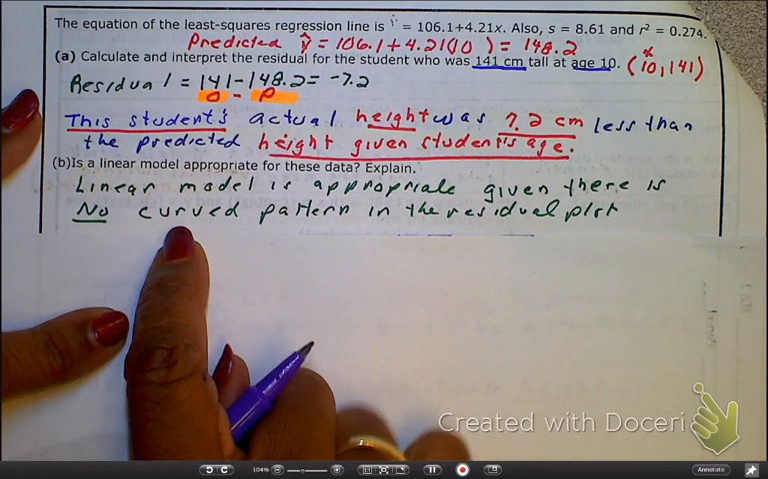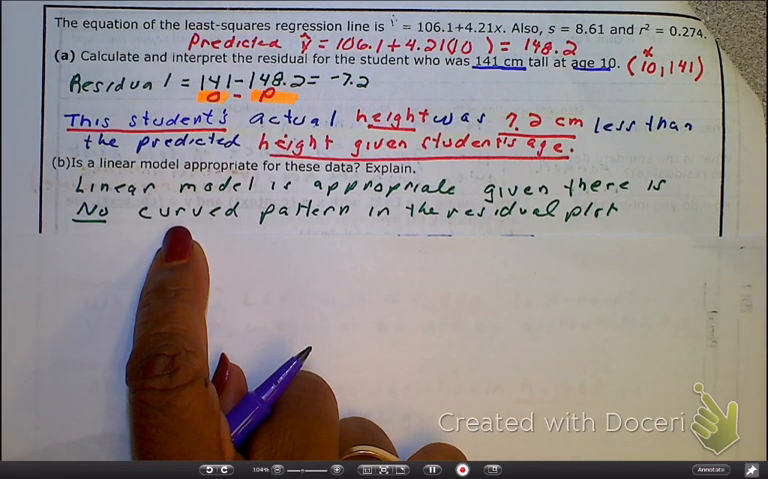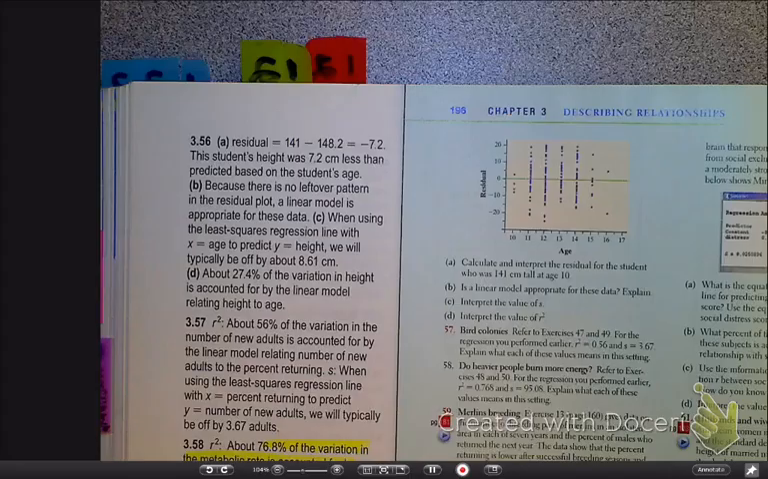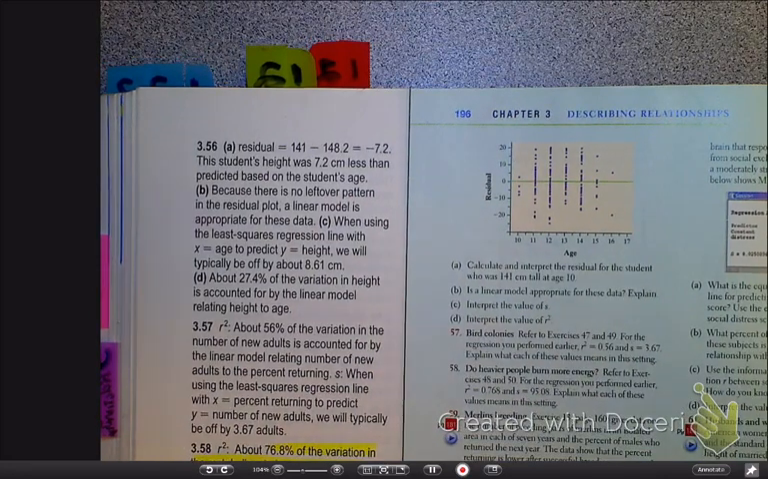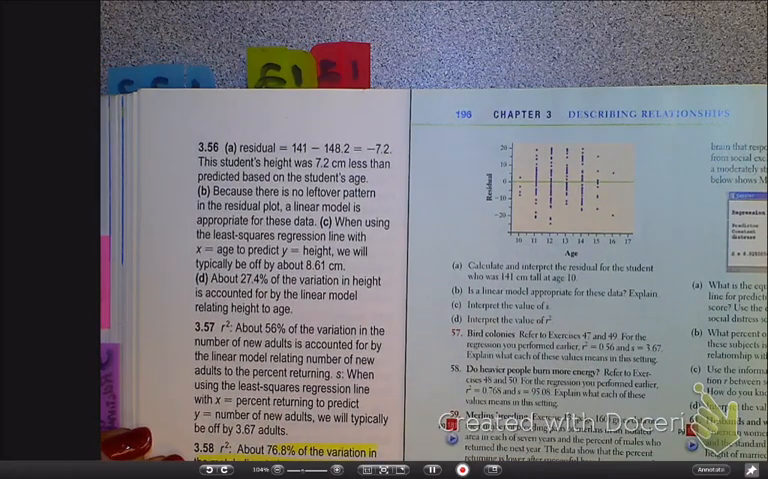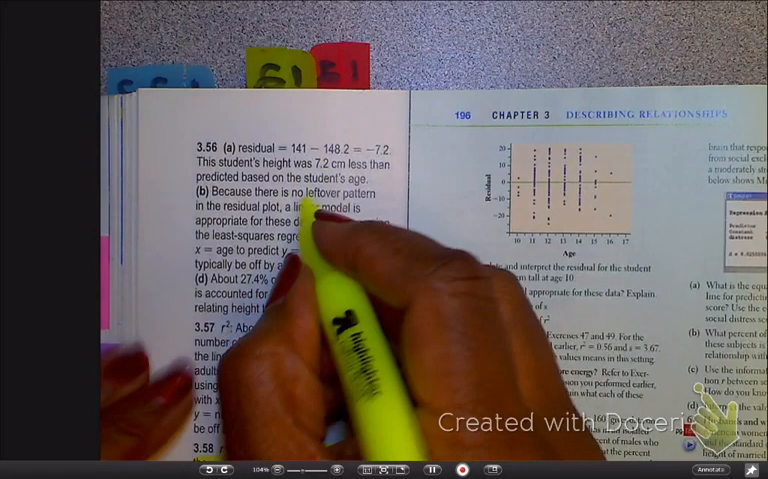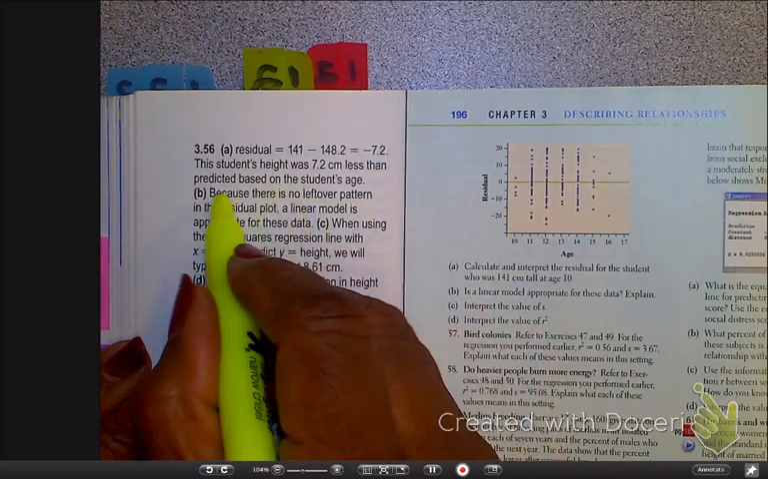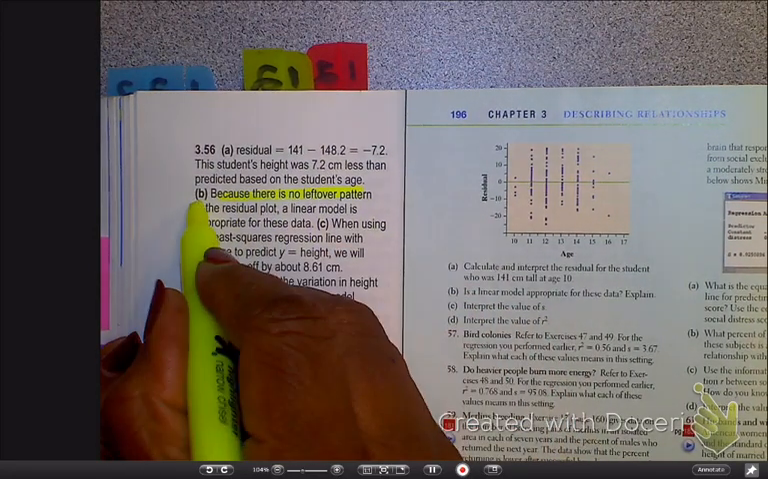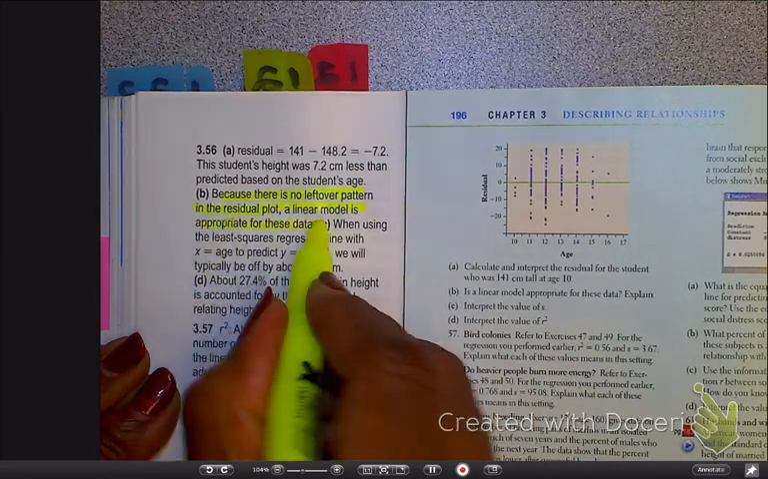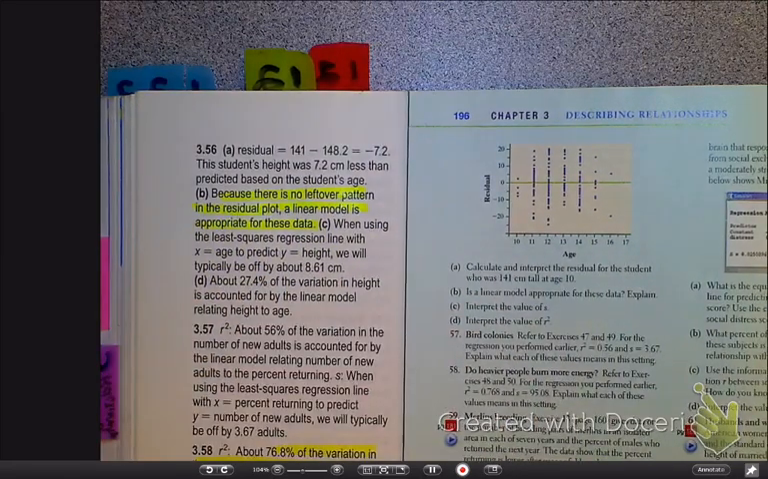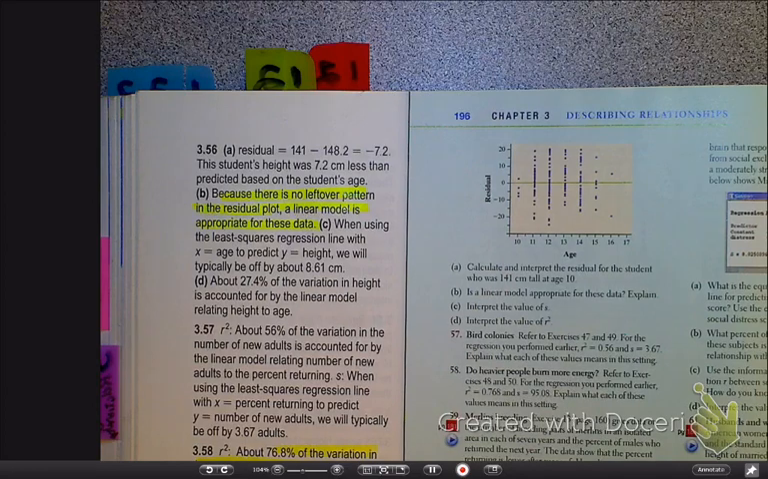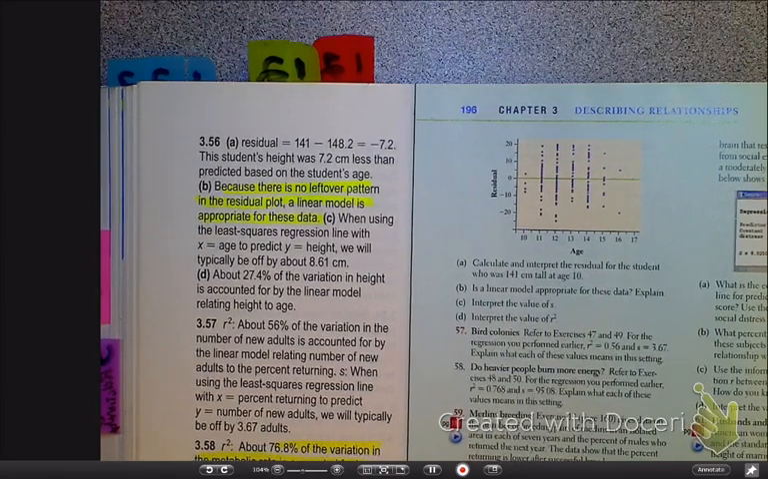The book said there is no leftover pattern in the residual plot. A linear model is appropriate. Okay, I like my answer better. And I think my answer is more consistent.